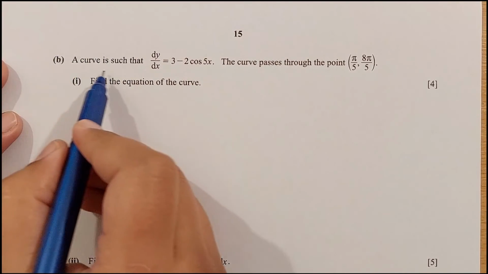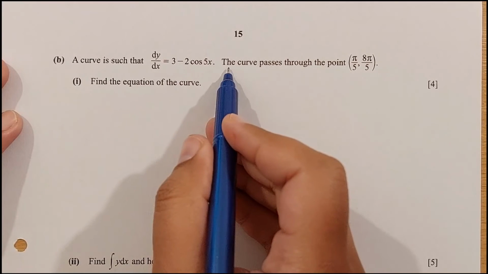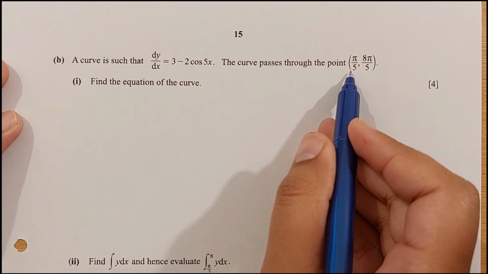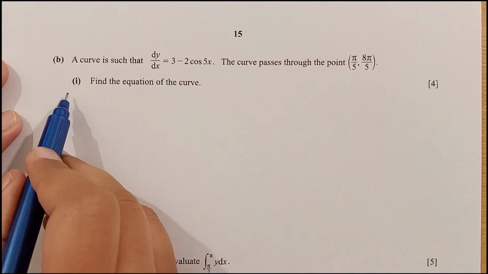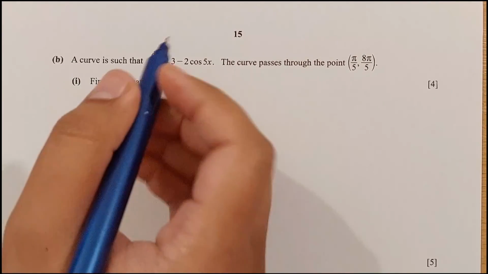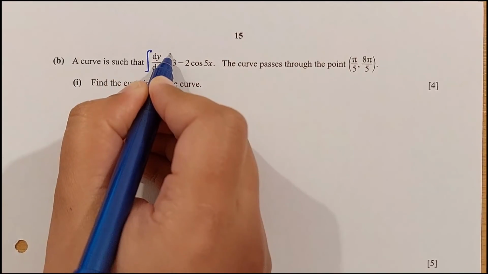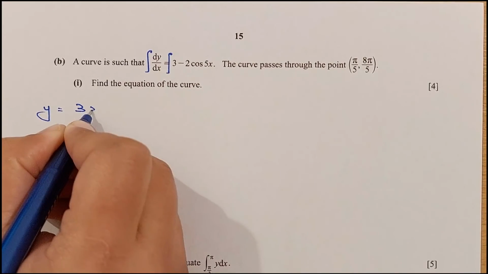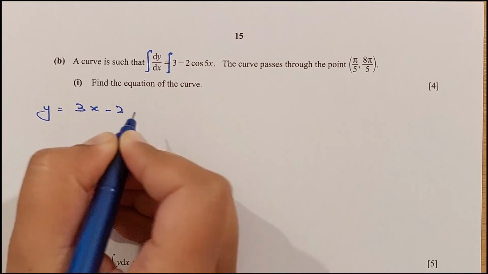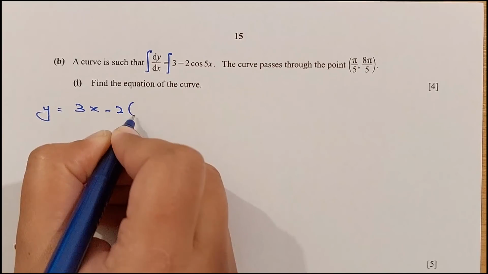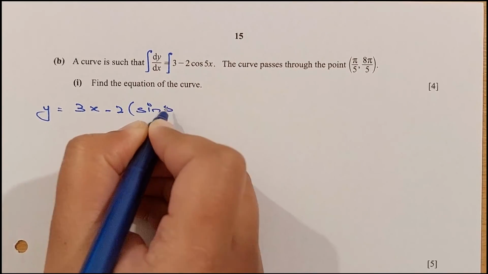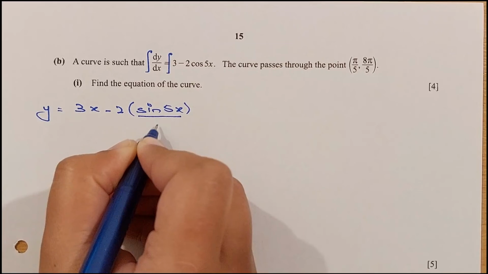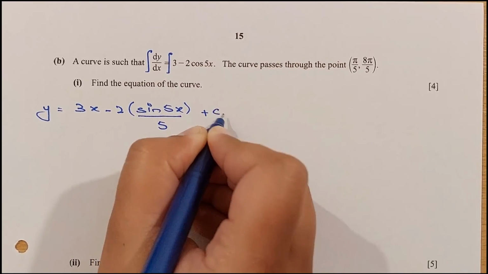Now for part B, a curve is such that its derivative equals this. The curve passes through the point (pi/5, 8pi/5). Number 1, find the equation of the curve. So we have to do integration on both sides to get the equation of the curve. So y equals the integration of 3 minus 2cos5x. The integration of cos is sin, 5x divided by 5, plus some constant of integration, right?